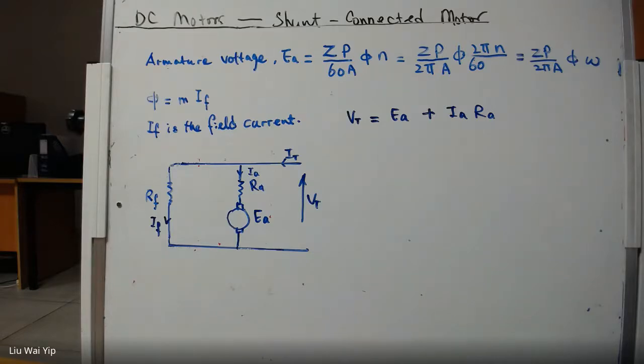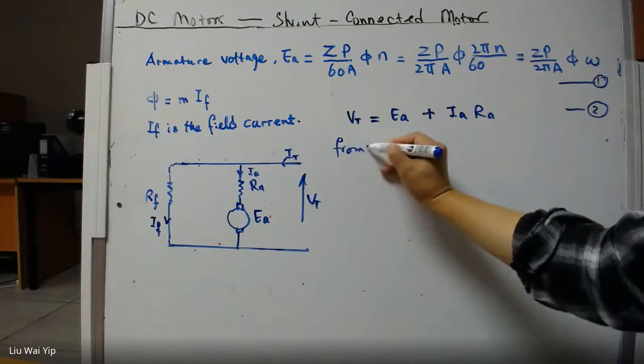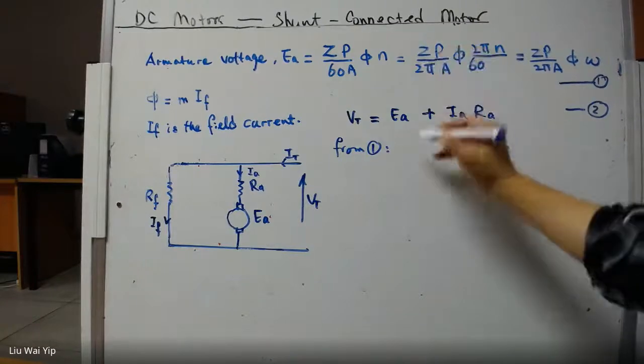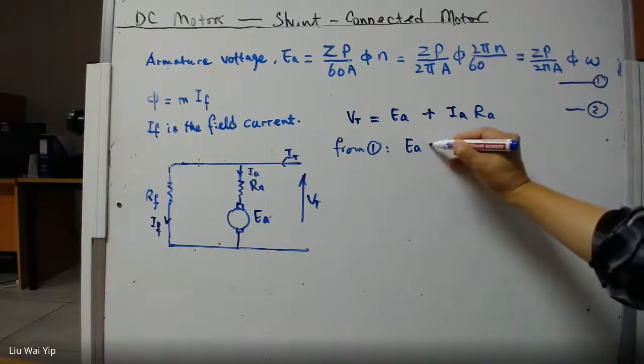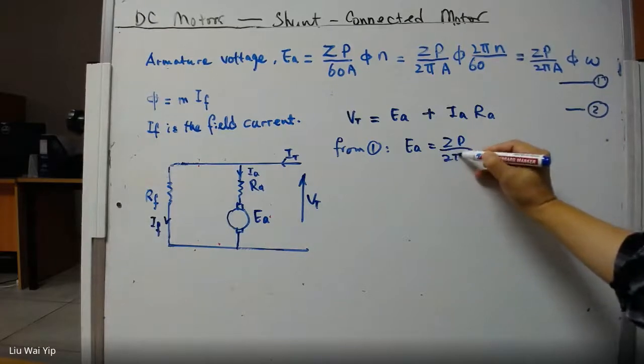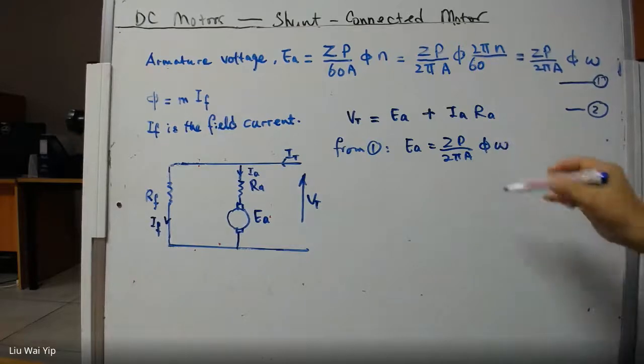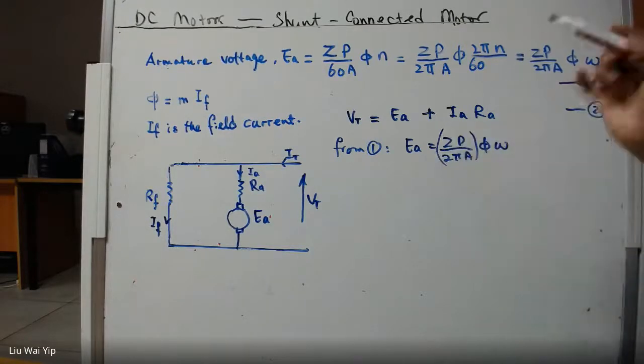Right now, we have this formula here. I say, for example, this is so-called equation 1, and this is equation 2. So from 1, EA is equal to VP divided by 2 pi A, and then 5. But hang on a minute, right? This one is a constant.